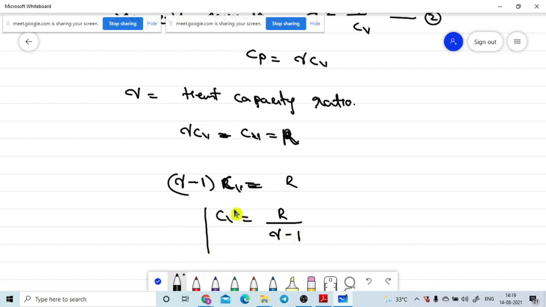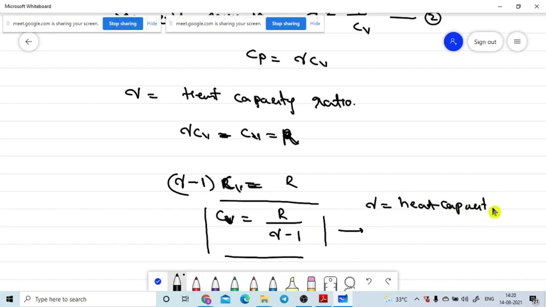So this is one of the relations. They may ask a question with the help of the specific heat capacity ratio and the universal gas constant value. They may ask, find out the molar specific heat capacity at constant volume. This formula you need to use. If you know gamma, the heat capacity ratio, and the R value is a constant term.